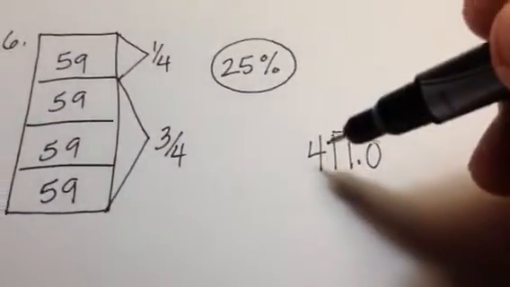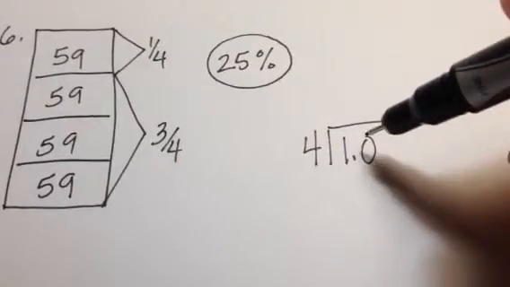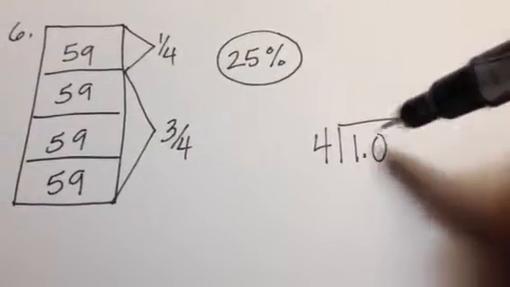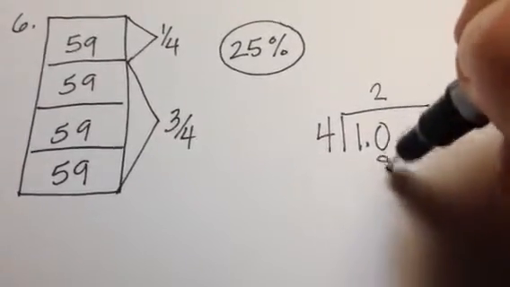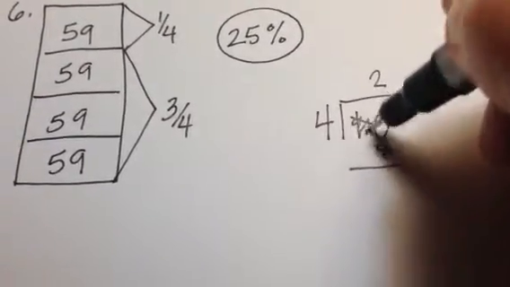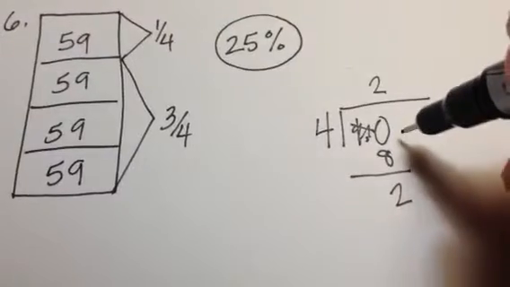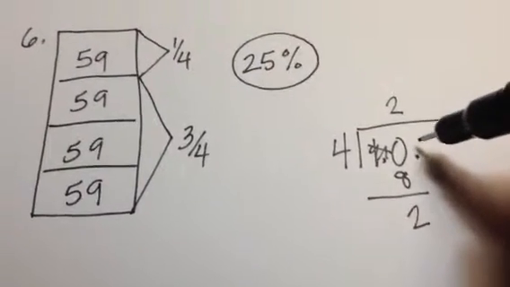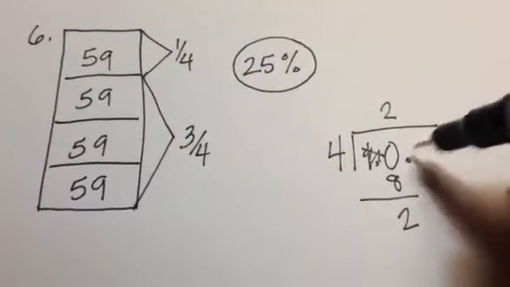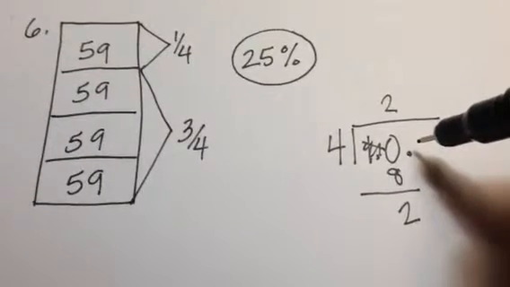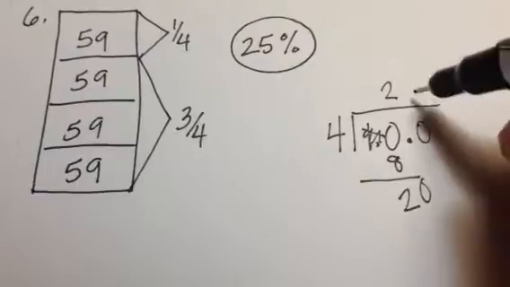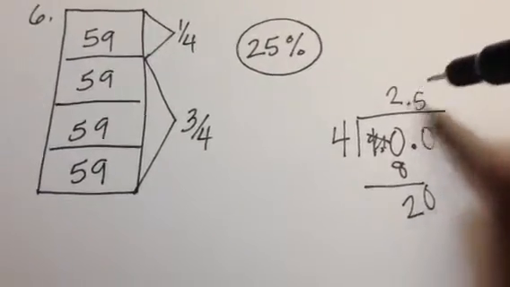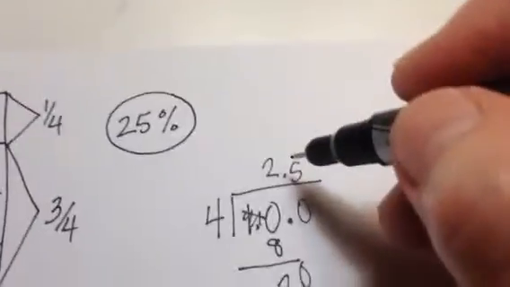So I was at dividing 4 into 1, which you can't do, so we have to add a decimal and a 0. 4 can go into 10 how many times? 2. Get an 8. 10 minus 8 is 2. Add a decimal. Drop down the 0 and goes 5. All right, so then you times that.